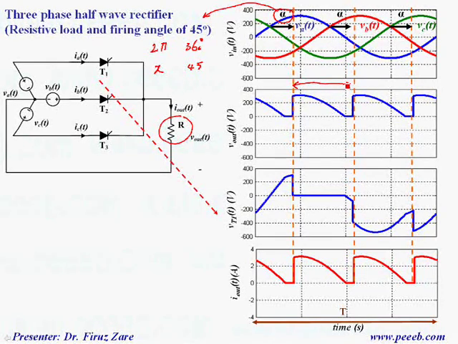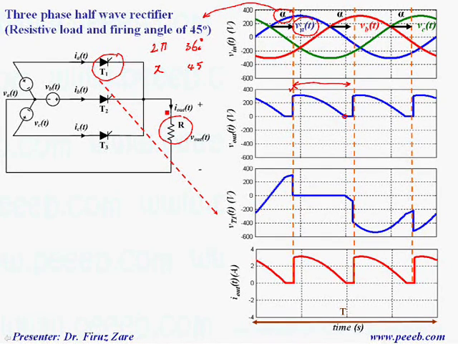So let's look at phase A. When we apply gate signal at this time, we turn on T1. So the output voltage is basically equal to phase A. Phase A is decreasing, and finally at this zero crossing, phase A is getting negative.